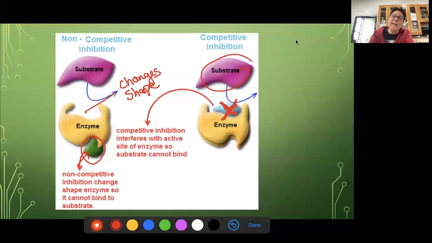And so these are two ways that we can control enzyme activity. We can either compete directly or we can compete indirectly in our non-competitive inhibition, but they're both inhibiting, slowing down the rate at which this enzyme is working.